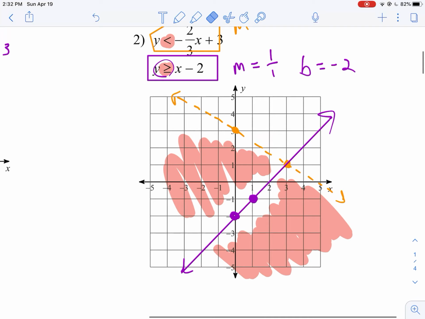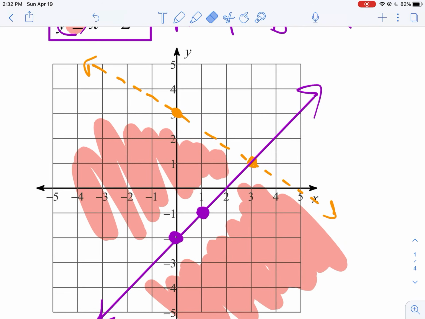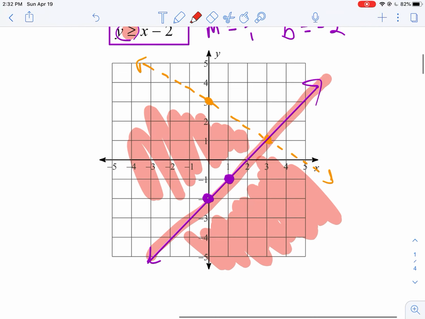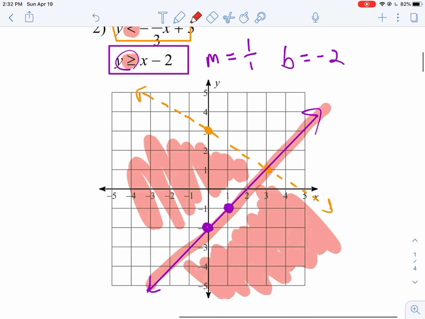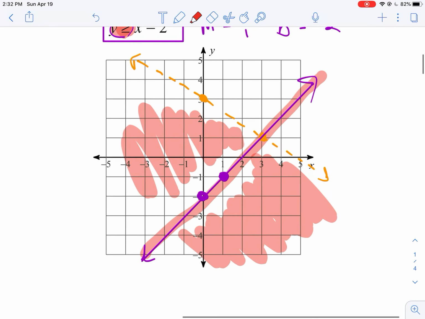Okay, so now let's go to the next. The purple is greater than or equal to. So I'm looking at just the purple line now. Ignore the orange, just the purple. Okay, which area would be greater than the purple line? And that's the area above it. So there you go. There's the shaded area.